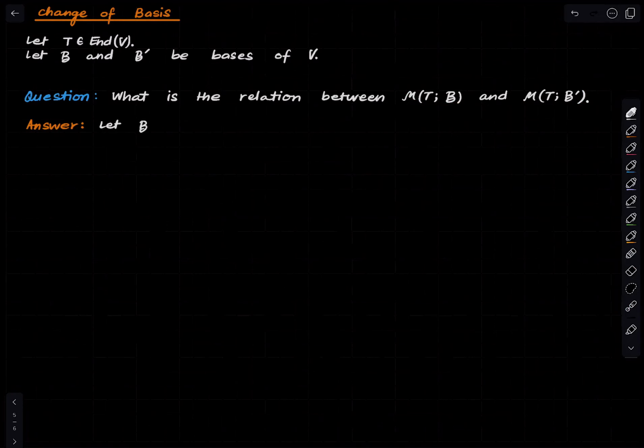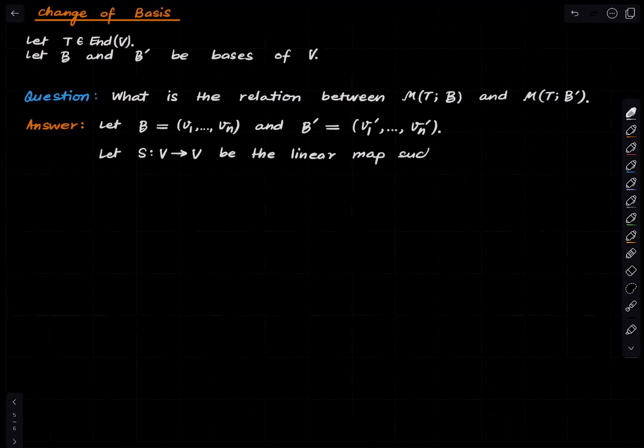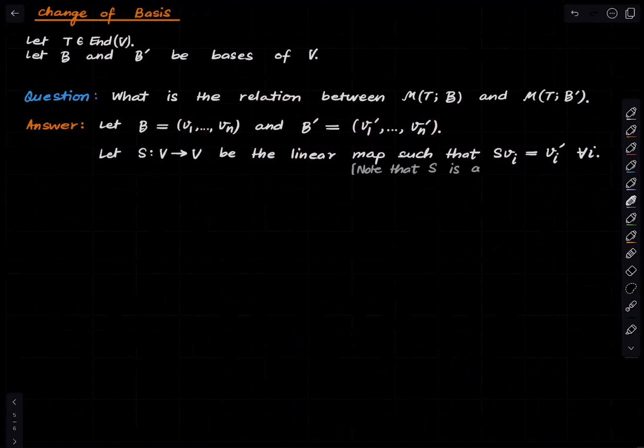So let B be this basis, and we are just setting up some notation. Okay, and let S be this linear map. Right, so S is the linear map which sends V1 to V1 prime, V2 to V2 prime, and so on, Vn to Vn prime. And one can note that S is a linear isomorphism. Take that as an exercise if it is not immediately clear.